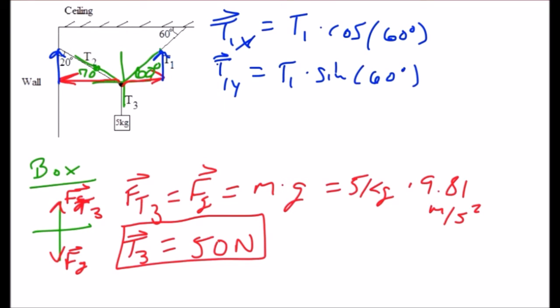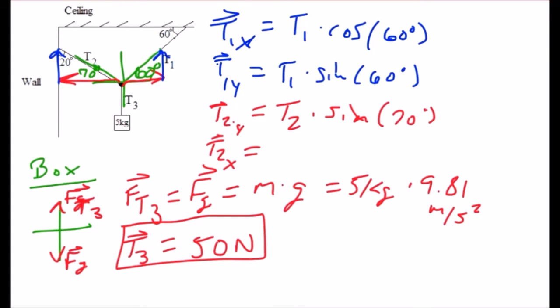Okay, now let's get T2. So if I want T2y, what's that going to equal? No, 70. And then I want T2x, so that's going to be what? Very good. Okay, so that's a bunch of equations.